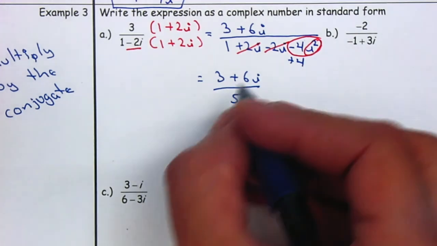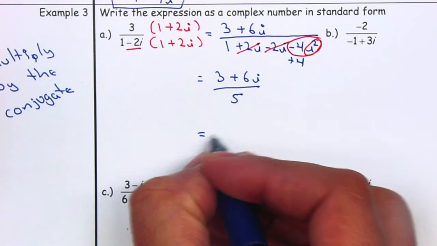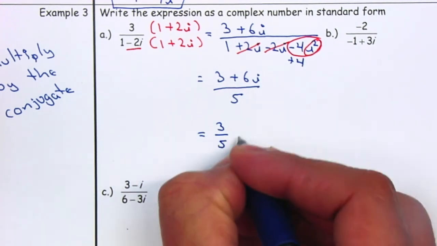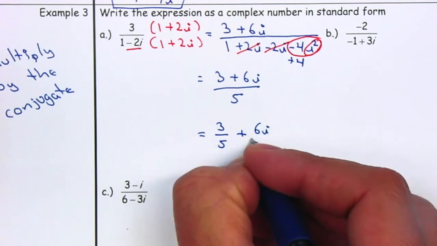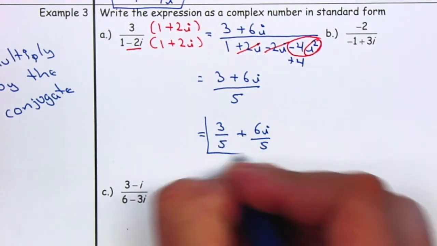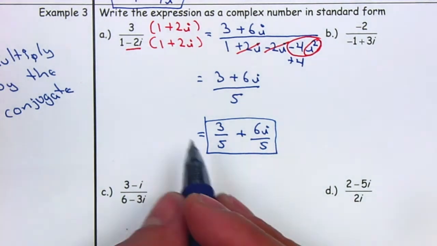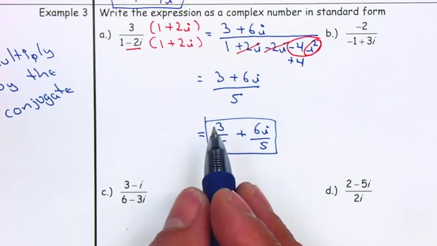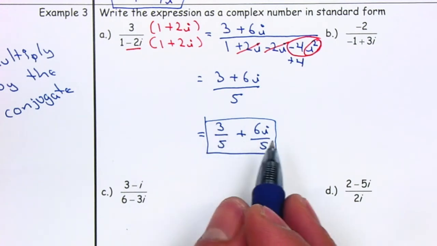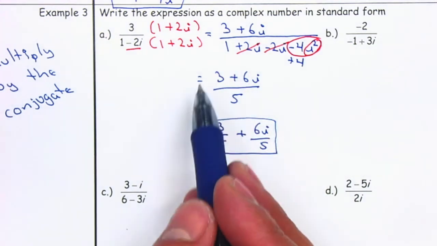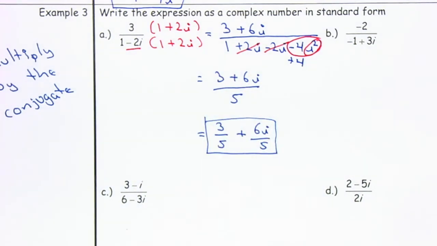Now, we need to be able to separate this, the real part and the imaginary part. So we're just going to rewrite it as 3 over 5 plus 6i over 5. And this will be our final answer. You have to remember that your solution should be real plus or minus an imaginary part. You cannot leave your answer as this. Let's continue with example B.